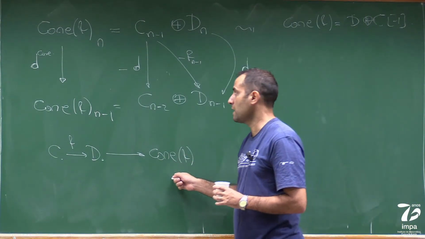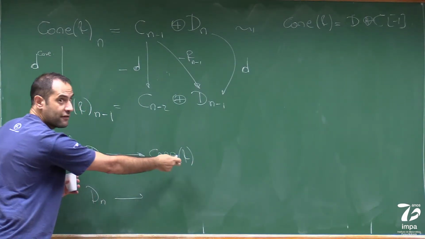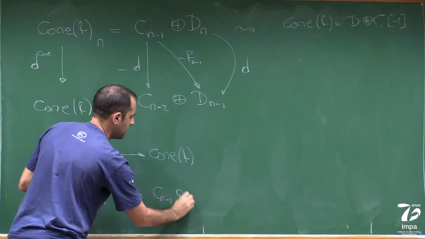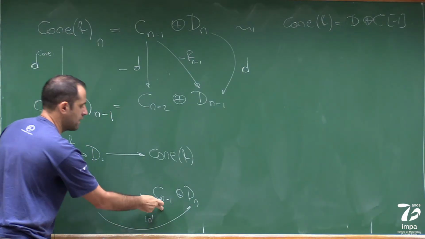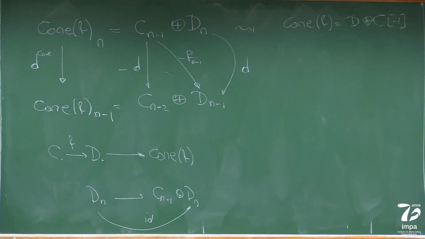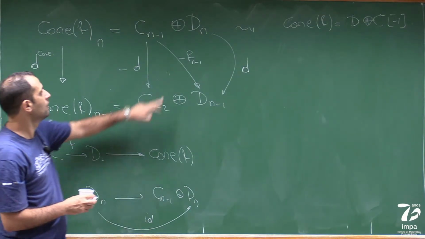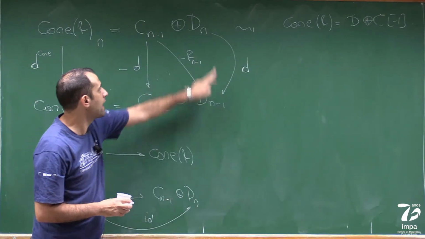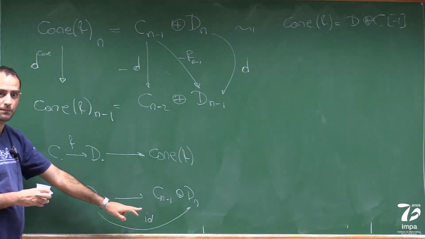The map here should be going from Dn to the cone of fn, which is Cn minus 1 plus Dn. And it's just the identity here, and it's 0 there. It's just that inclusion. I claim that that's a morphism of complexes. And indeed, if I apply d here to Dn, I land in Dn minus 1. And if I map it first and I apply d, I land in Dn minus 1, and it's the identity. So this is a map of complexes as it is.